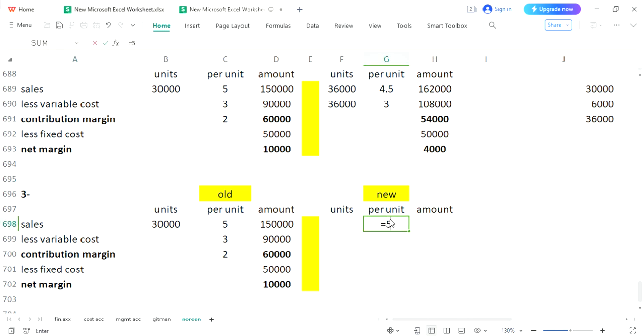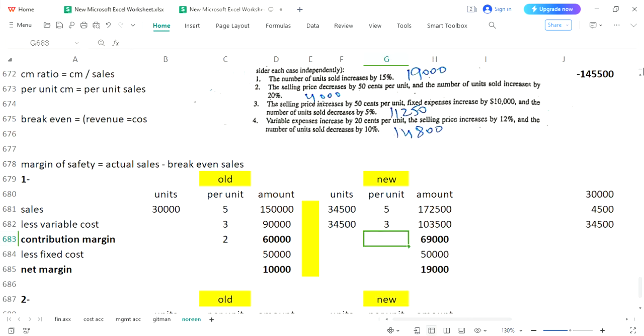5 was the original price. Increase means add 50 cents, which means 50 divided by 100, which would be 0.5. In this way your price has been increased. This was said in point number 3: selling price increased by 50 cents per unit.